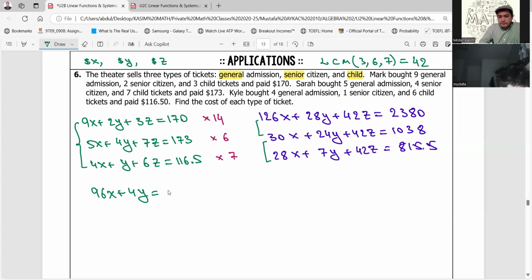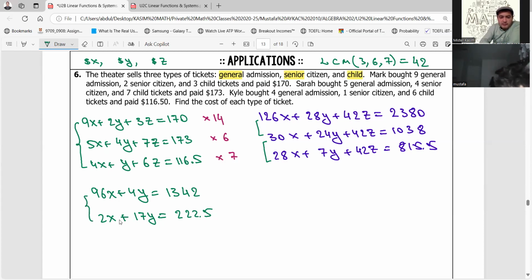Then the third one from the second one: 30 minus 28 is 2x, plus 17y equals 238 minus 15, which is 222.5. And now 4 and 17 are co-prime numbers.